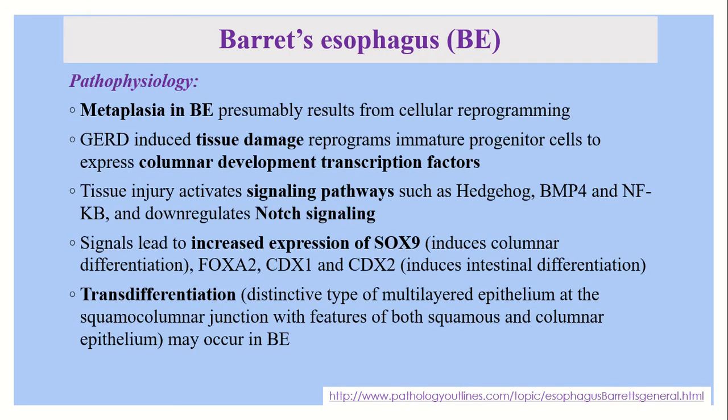Pathophysiology of Barrett's esophagus. The metaplasia in Barrett's esophagus presumably results from cellular reprogramming. Gastroesophageal reflux disease induces tissue damage and reprograms immature progenitor cells to express columnar development transcription factors. The tissue injury activates signaling pathways such as hedgehog, bone morphogenetic protein 4, nuclear factor kappa B, and downregulated Notch signaling. The signals lead to increased expression of SOX9 that induces columnar differentiation, and FOXA2, CDX1, and CDX2 that induce the intestinal differentiation. Transdifferentiation, the distinctive type of multilayered epithelium at the squamous columnar junction with features of both squamous and columnar epithelium, may occur in Barrett's esophagus.